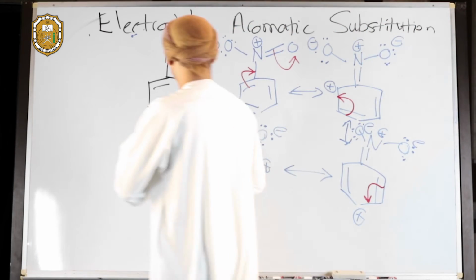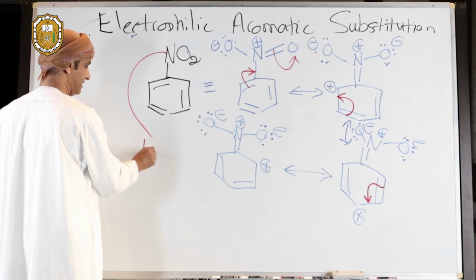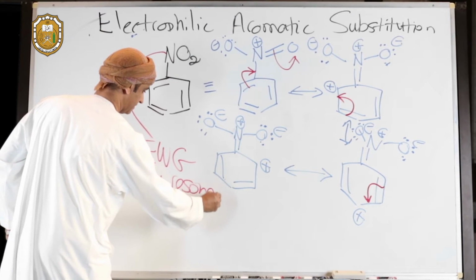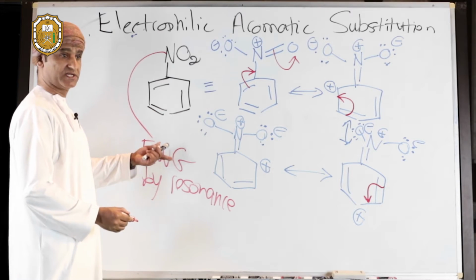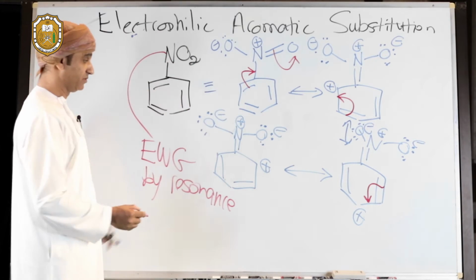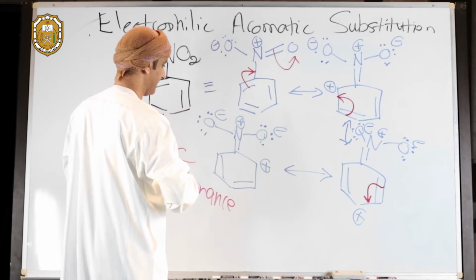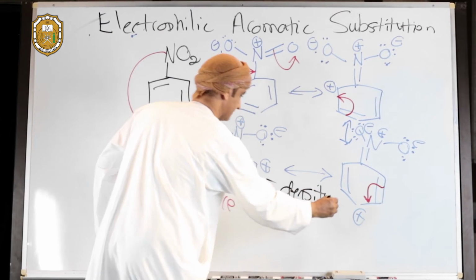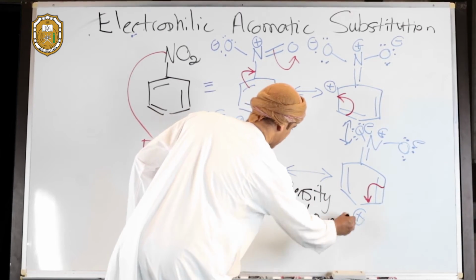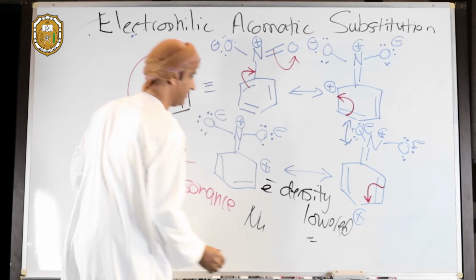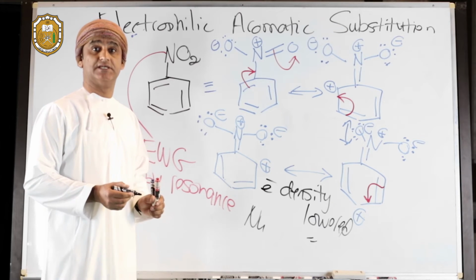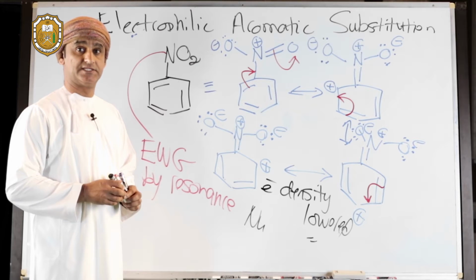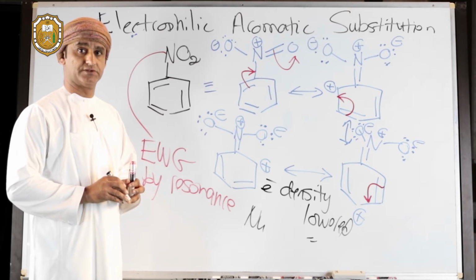So we can therefore describe the NO2 as an electron withdrawing group by resonance. If there is resonance withdrawal, the electron density is lowered, and therefore the nucleophilicity is also lowered. Therefore nitrobenzene, or any benzene with an electron withdrawing group by resonance, is much less reactive than benzene itself in electrophilic aromatic substitution reactions.